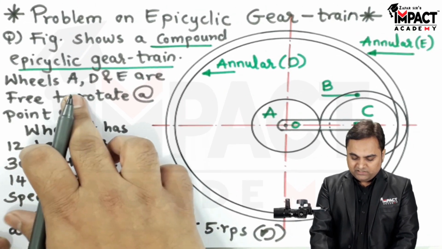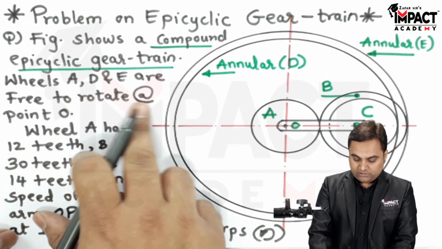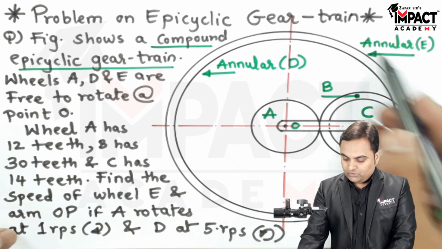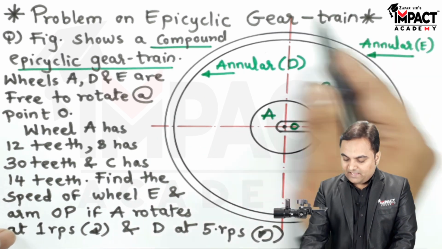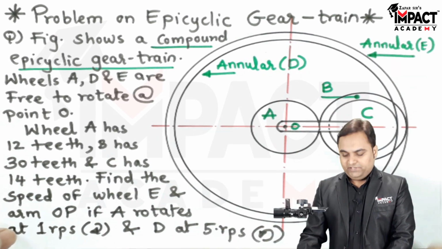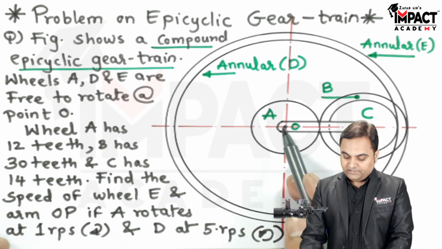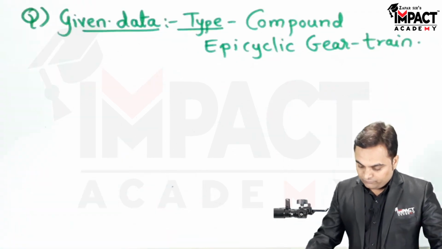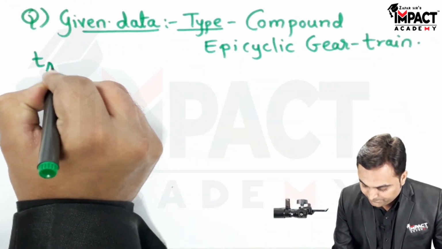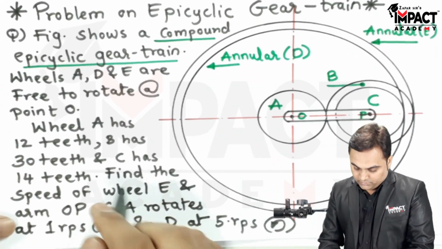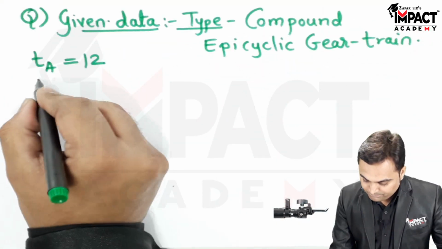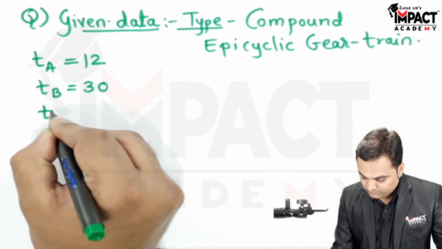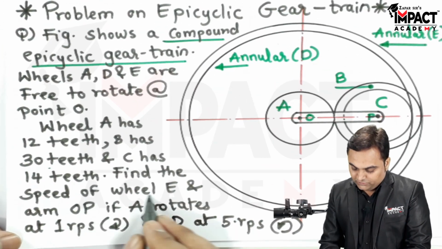Then wheels A, D and E are free to rotate about point O. So here there is point O about which A, this annular wheel D and annular wheel E are rotating. So they have the same common center, that is point O. Next, wheel A has 12 teeth. So number of teeth on A is 12. B has 30 teeth. C has 14 teeth. Find the speed of wheel E.